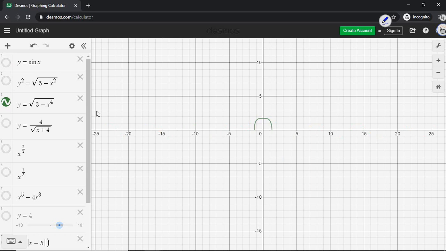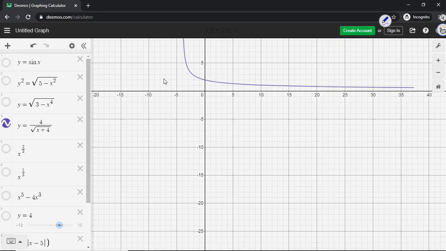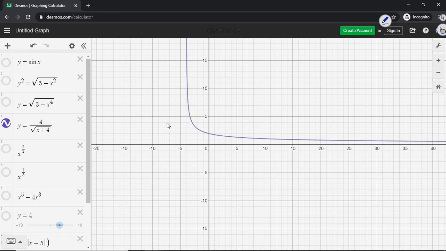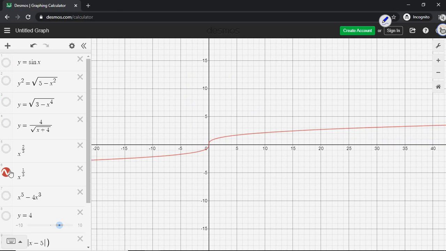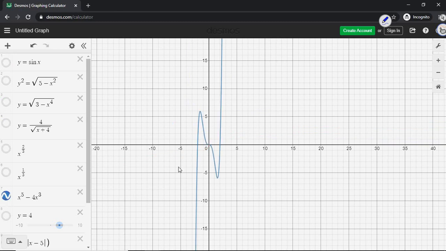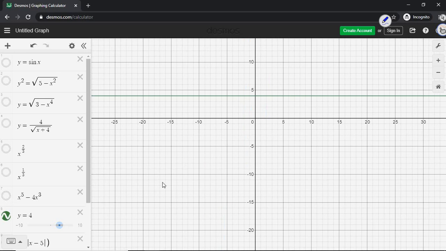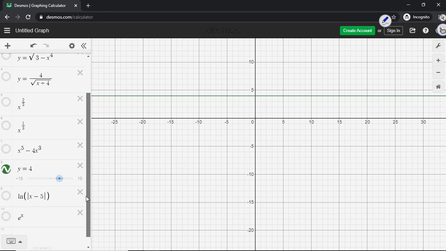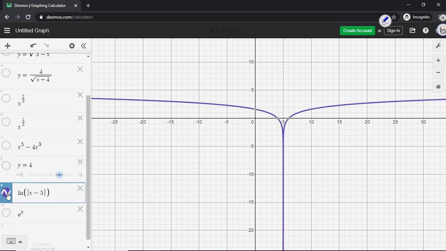Next, function? Yes. Inverse function? No. Next, function? Yes. Inverse function? Also yes. Cool. Function? Yes. Inverse function? No. Function? Yes. Inverse function? Yes. Function? Yes. Inverse function? No. Function? Yes. Inverse function? Definitely not. Its inverse function is going to be a vertical line. I mean, this clearly fails the horizontal line test. Function, yes. Inverse function, no.